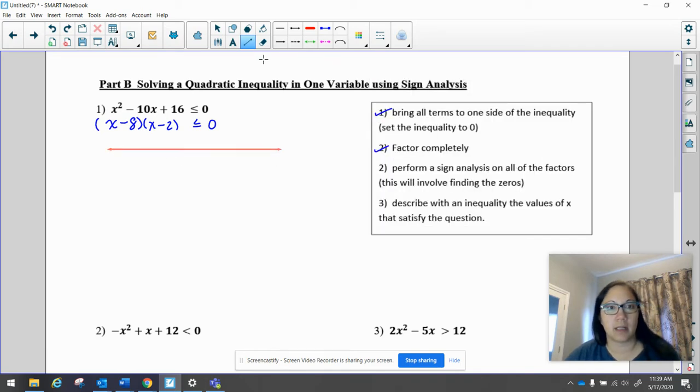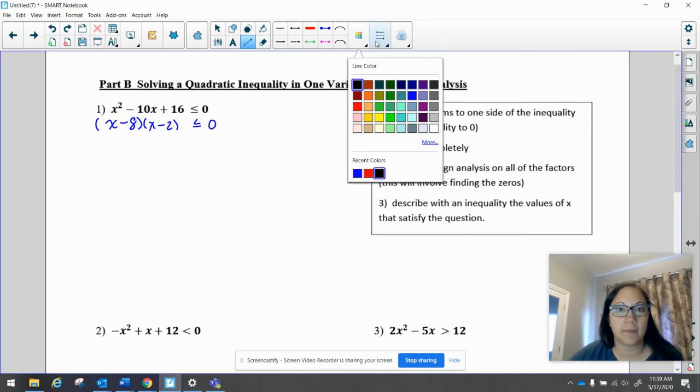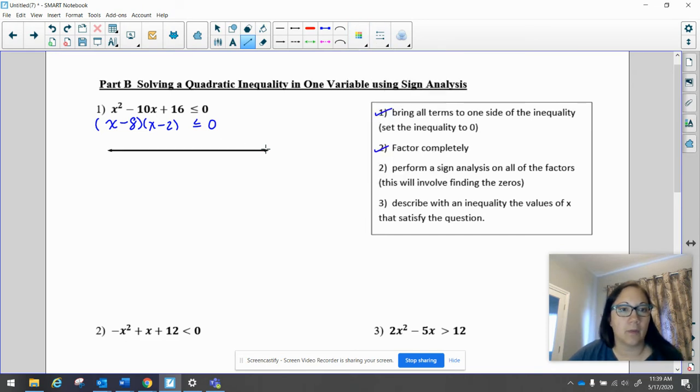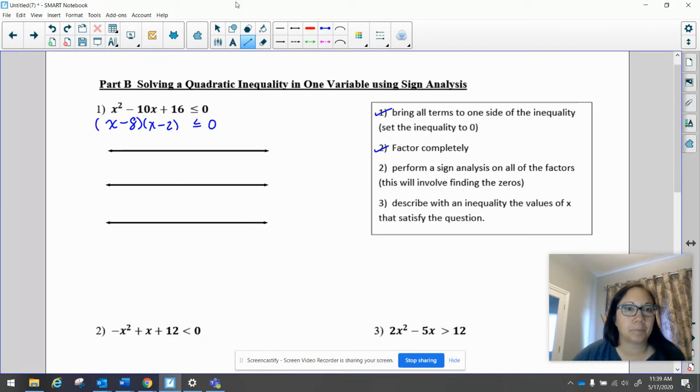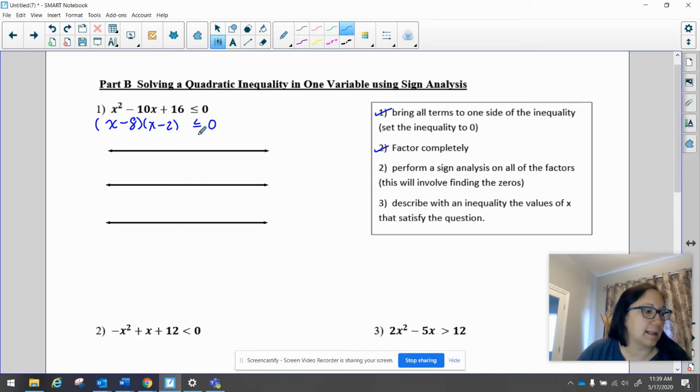So what I'm going to do is draw 3 lines here. One to represent the x minus 8 function, one to represent the x minus 2 function, and then one to represent the 2 functions multiplied together. And so it's like analyzing 3 little number lines. So my first line gets labeled with the x minus 8 factor, the second one with the x minus 2 factor, and then the third one is going to be the result of multiplying the other 2 lines together. So you'll see what I mean in a minute.